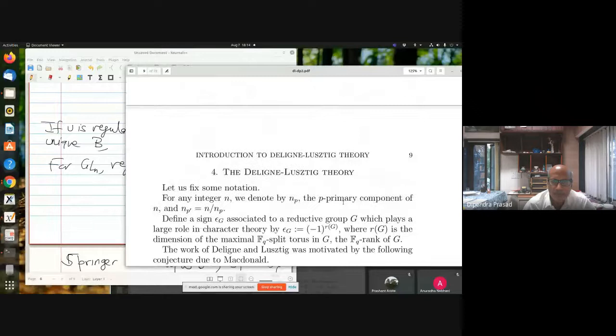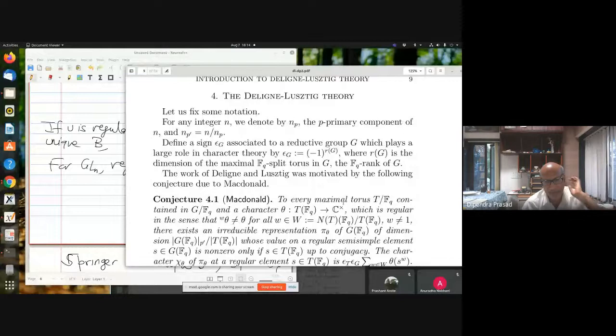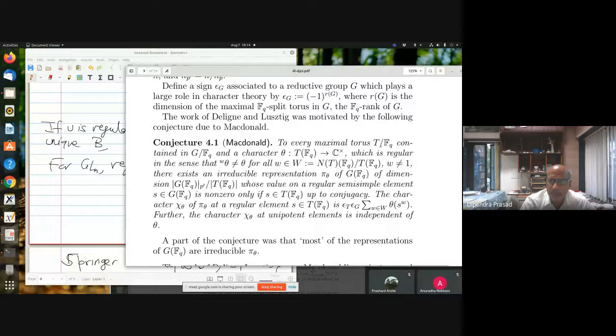And then I began Deligne-Lusztig theory by recalling MacDonald's conjecture, which says that to every maximal torus T in G and a character theta, which is regular in this sense, that all the W conjugates are different, there exists an irreducible representation pi theta of G(F_q) of dimension equal to this, whose value on a regular semisimple element s is non-zero if and only if s belongs to the torus. The character at a regular element is in fact given by epsilon_T epsilon_G times the summation of theta, the character at the various conjugates. Further, the character chi theta at regular elements is independent of theta.